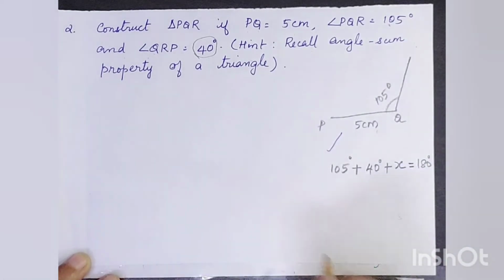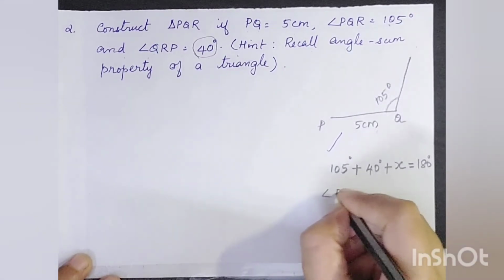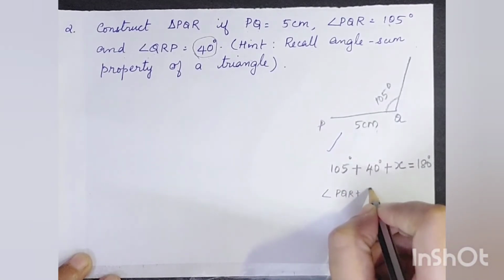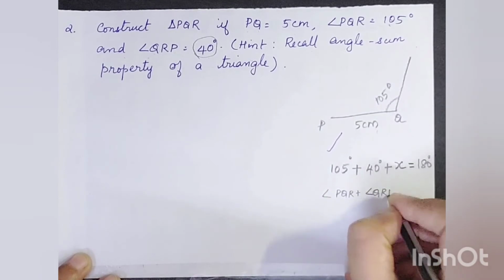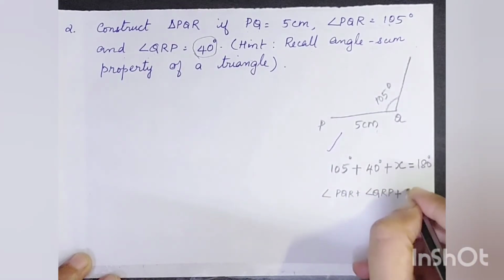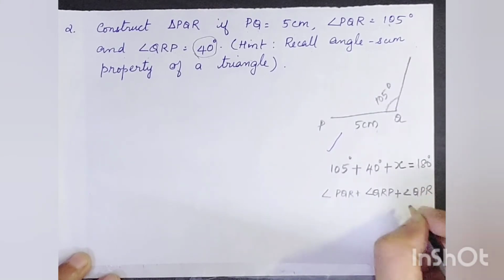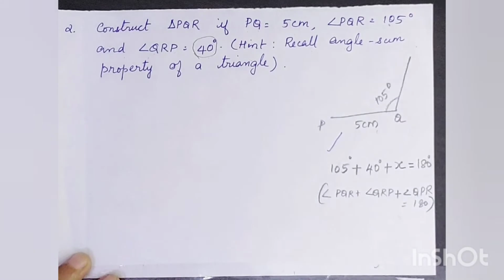180 degrees. That is, angle PQR plus angle QRP plus angle QPR is equivalent to 180 degrees. Okay. Now we have to find this X here.